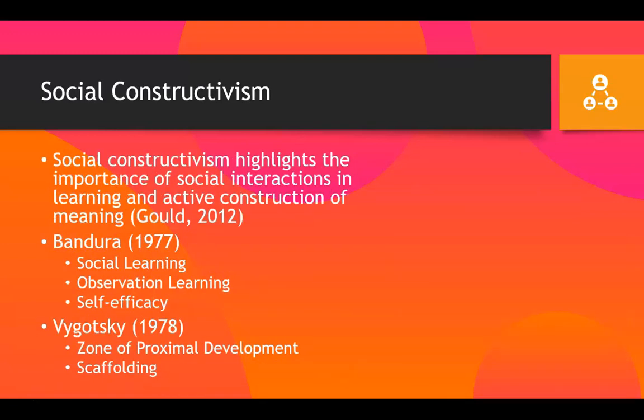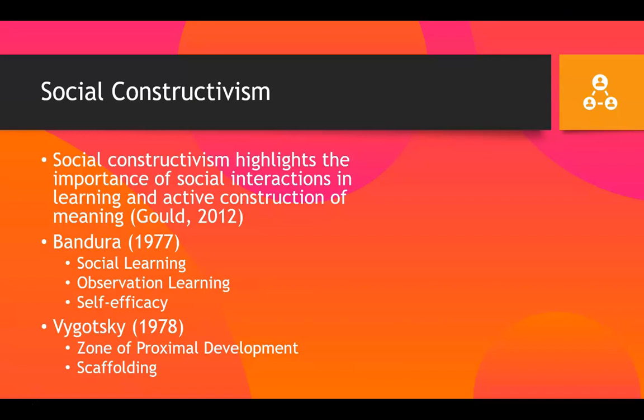Social constructivism highlights the importance of social interactions in learning. Bandura's social learning says that learning happens through social contact by observation, imitation, and modelling. Teachers should model good behaviour. Bandura discussed self-efficacy. The more a student believes in themselves, the more likely they are to succeed.